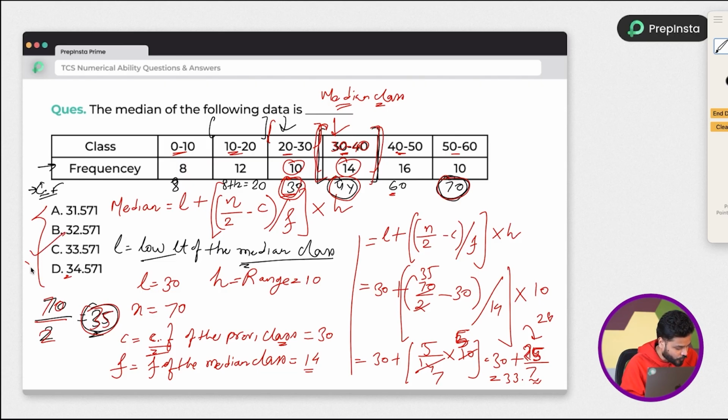So I'll straight away mark option number C rather than solving this to find the exact decimals. I'll not go till there. 30 is exactly the answer, and then 25 by 7, I know, would be 3 point something. So 30 plus 3 point something is 33 point something. So my answer is option number C.